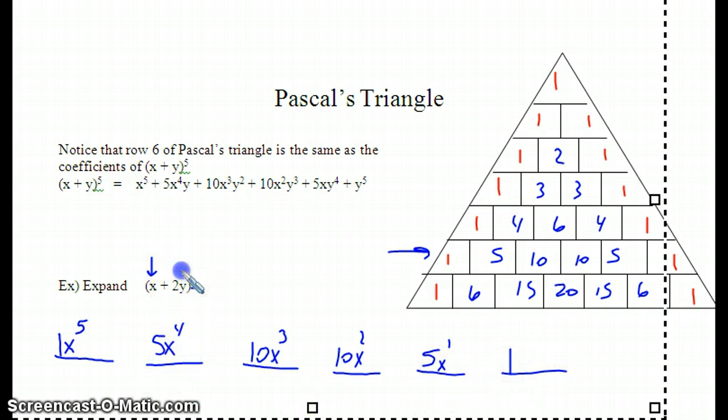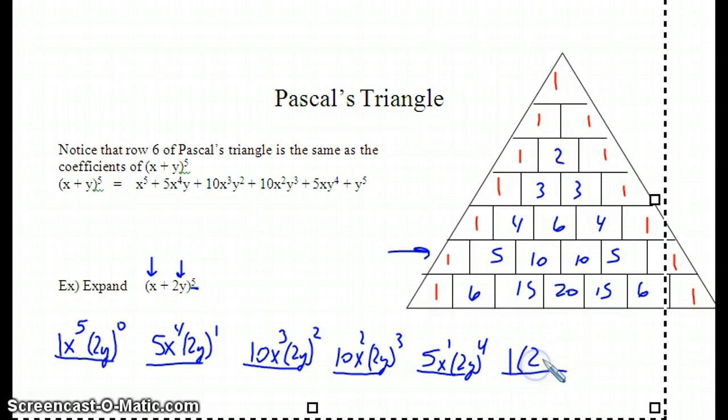Then I work with the y's, in this case a 2y. So I've got 2y raised to the 0 power. Then I've got 2y raised to the 1st power, 2nd, 3rd, 4th, and 5th.